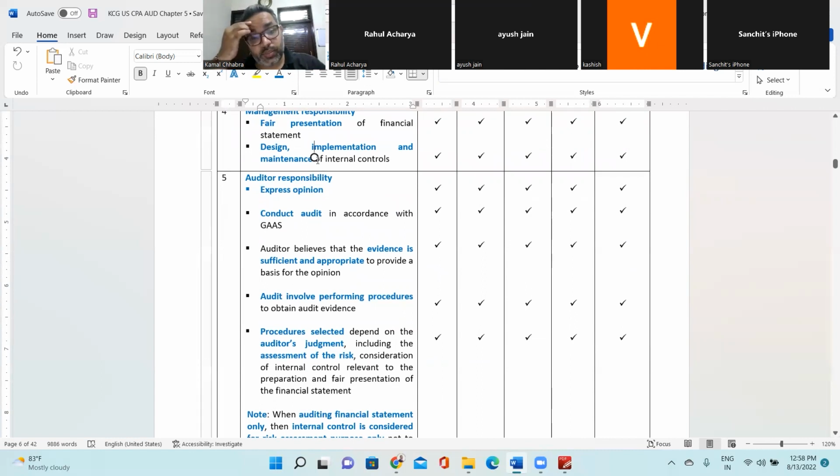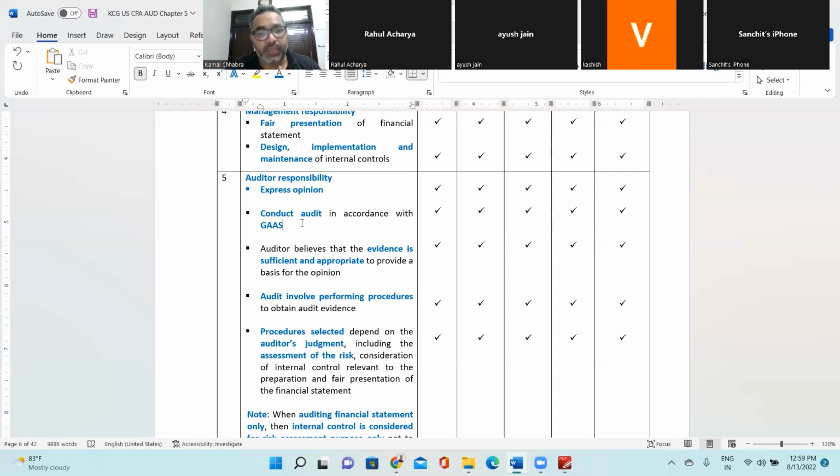What is the auditor responsibility? The major responsibility of the auditor is to express the opinion. Right? What is the major responsibility of the auditor? To express the opinion. Second thing, what does the auditor need to do? Conduct the audit in accordance with GAAS. Here it is GAAS. If you see, that's the difference. In the listed company, it is PCAOB auditing standards. Right? So you will be conducting the audit in accordance with GAAS.